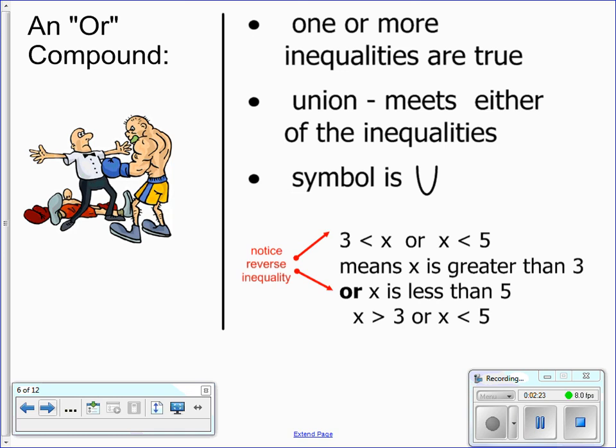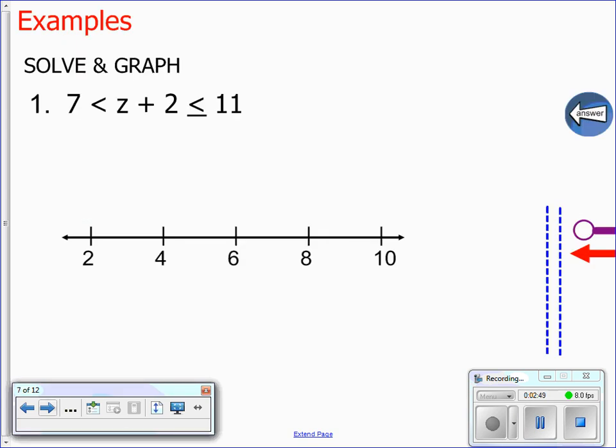An or compound means one or the other is true. So it's a union, and it means either one of them, and the symbol looks like a U. When it's an or compound, the word or is always between it. So when it says 3 is less than x, that's the same as x is greater than 3. And then or x is less than 5. So one or the other has to be true. All right, let's do some examples here.